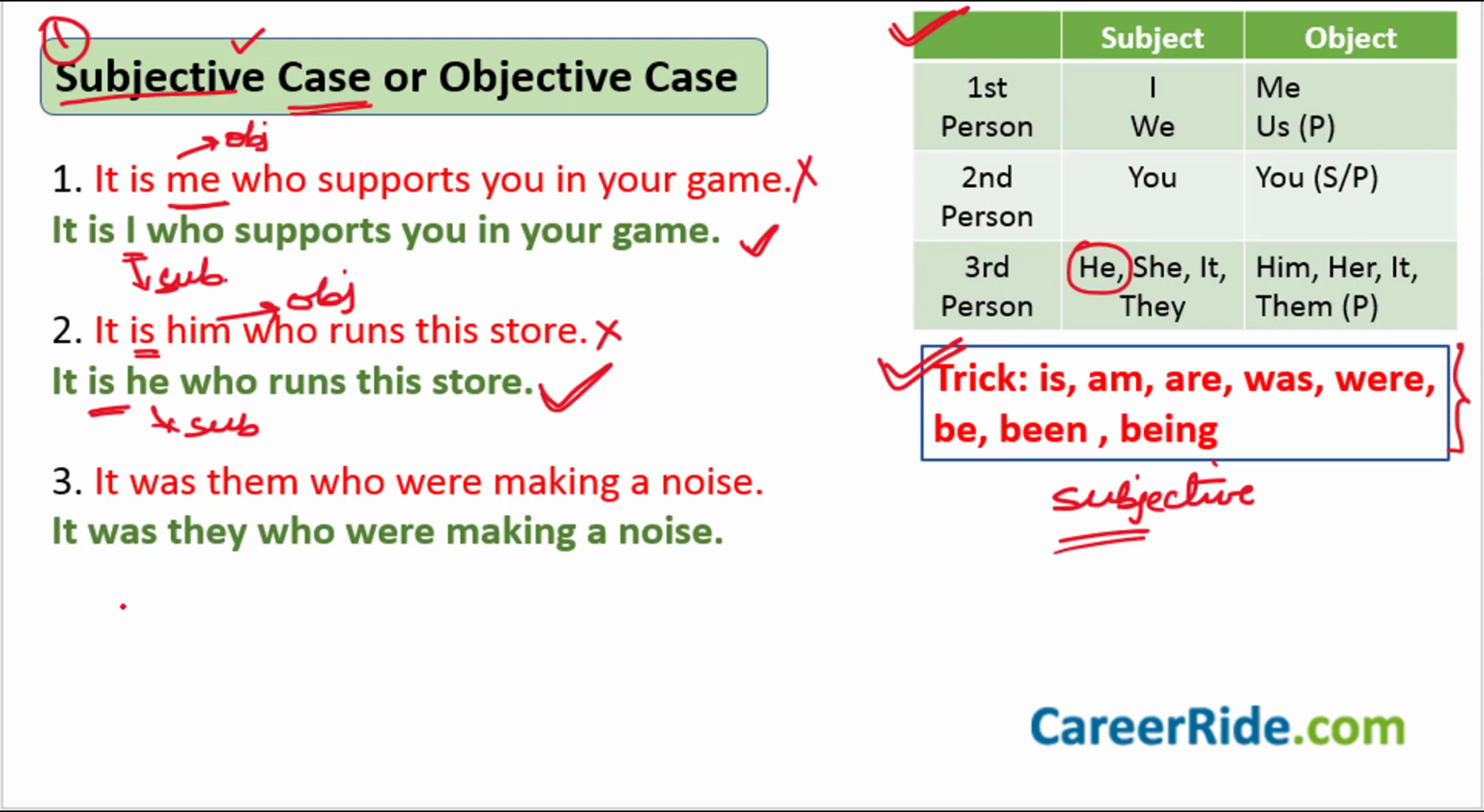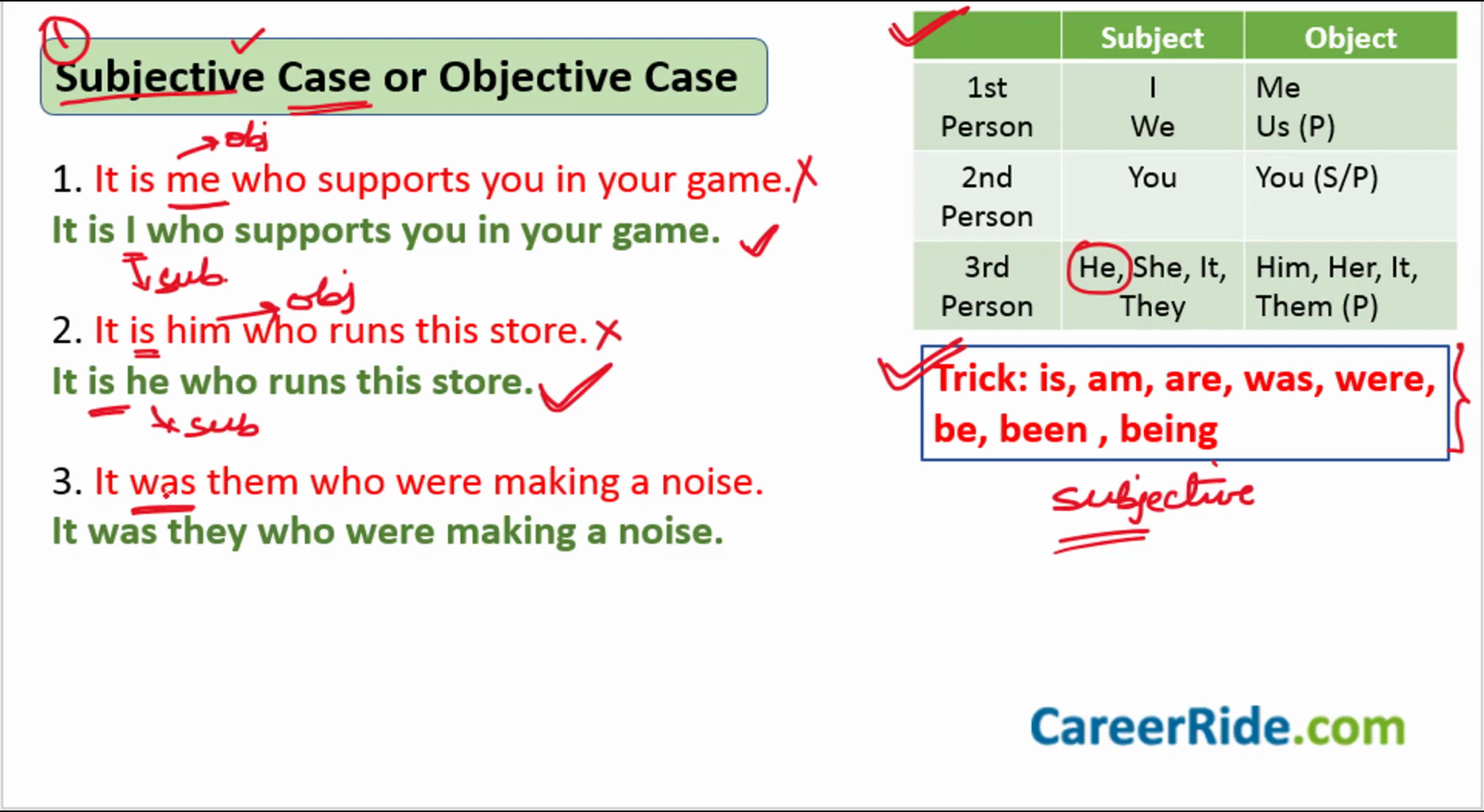Okay. Sentence number 3. Let's test this once again. It was them who were making a noise. What do you think? Is this sentence correct or not? You see, here this is the word was, and this is acting as a main verb because there is no other verb after this.